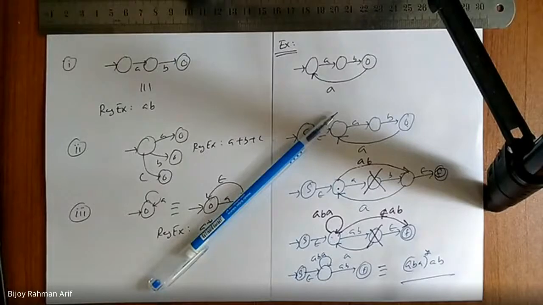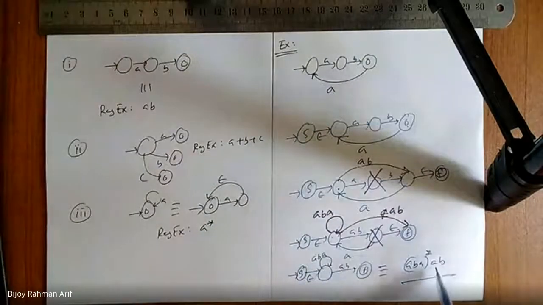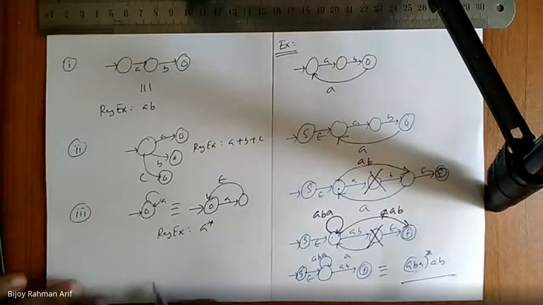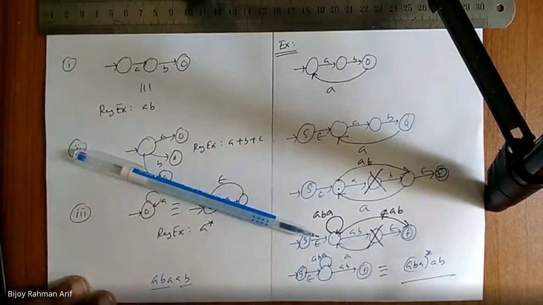ABA star, AB. So can you give me a string? Let's assume AB. AB is accepted by this. And how about ABAAB? So let's take this, AB, AB. How can I generate it using ABA? Fantastic. All right, so this is the end of today's class.